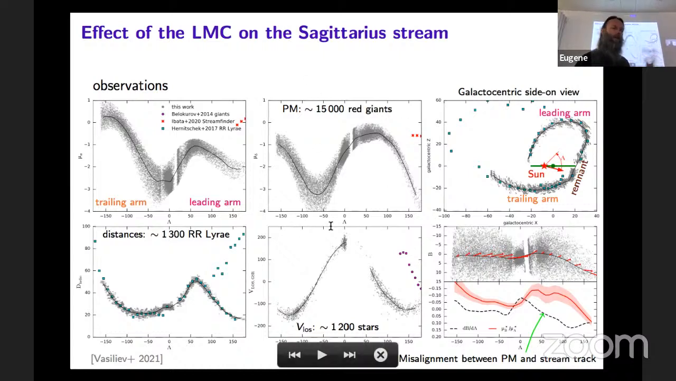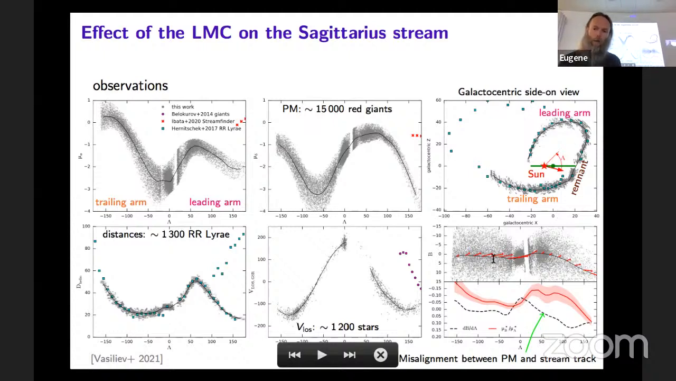So these are the data in all 6 dimensions: the 2 components of proper motion on the sky, the distances that are measured for some classes of stars, line of sight velocities, and this is the illustration of the stream viewed side on. So the galactic plane is horizontal, the sun is here, this is the galactic center, and this progenitor, the Sagittarius Galaxy, which is still alive, is sitting just below the galactic plane. The trailing arm and the leading arm are both very clearly visible on the sky.